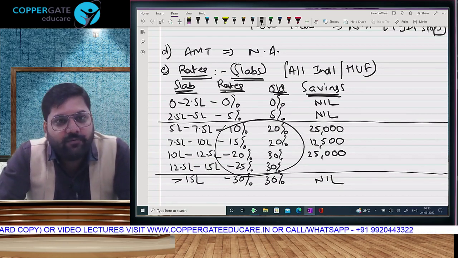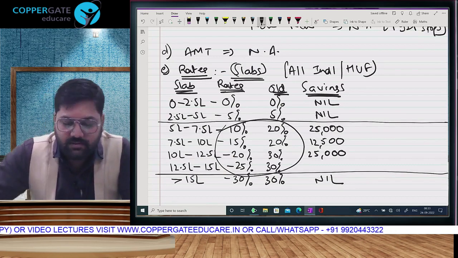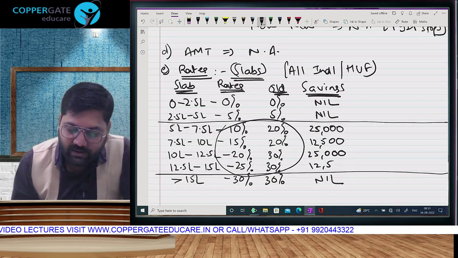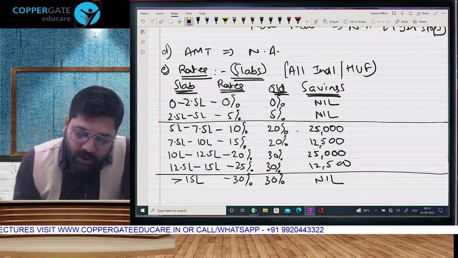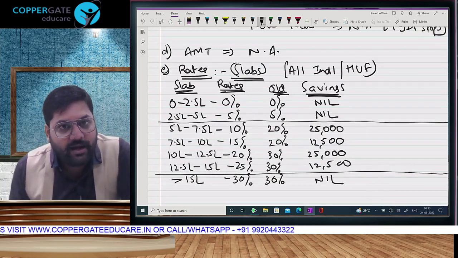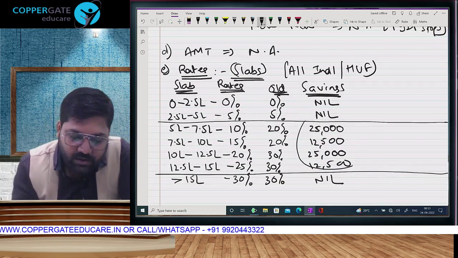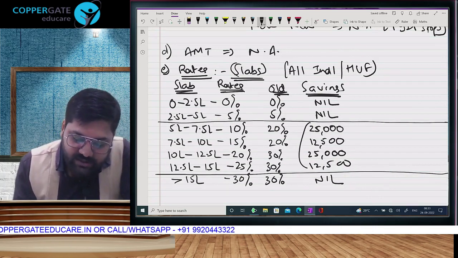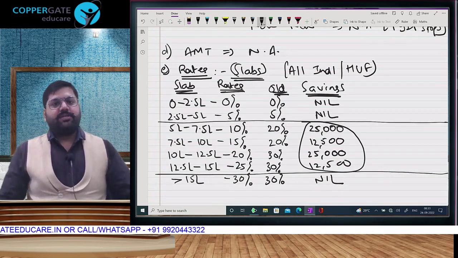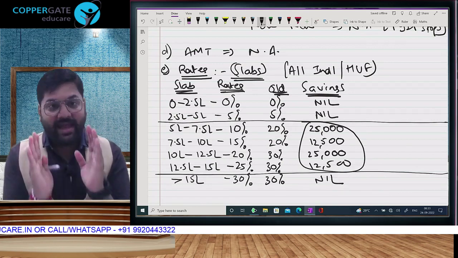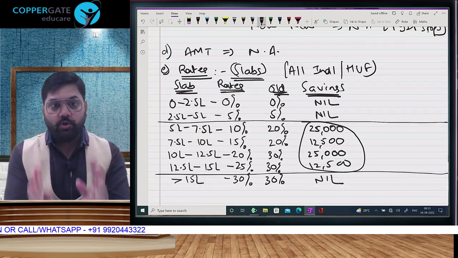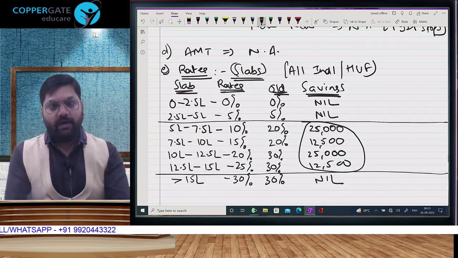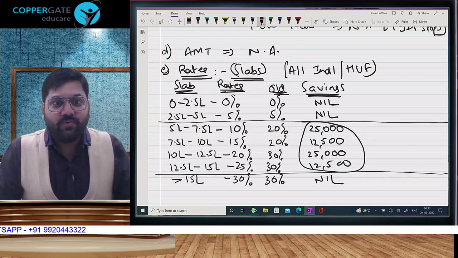And then 12.5 to 15 lakh. Savings of 5%. 12,500. Ladies and gentlemen, boys and girls, Deviyo, Sajjano and Mitro, this is your savings in the new taxation regime. New taxation regime can save only rupees 75,000. Is that proof clear to you?